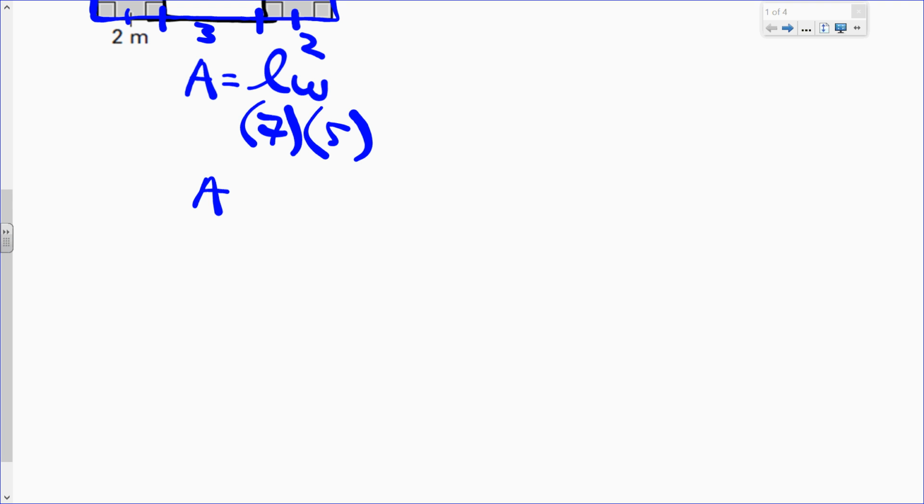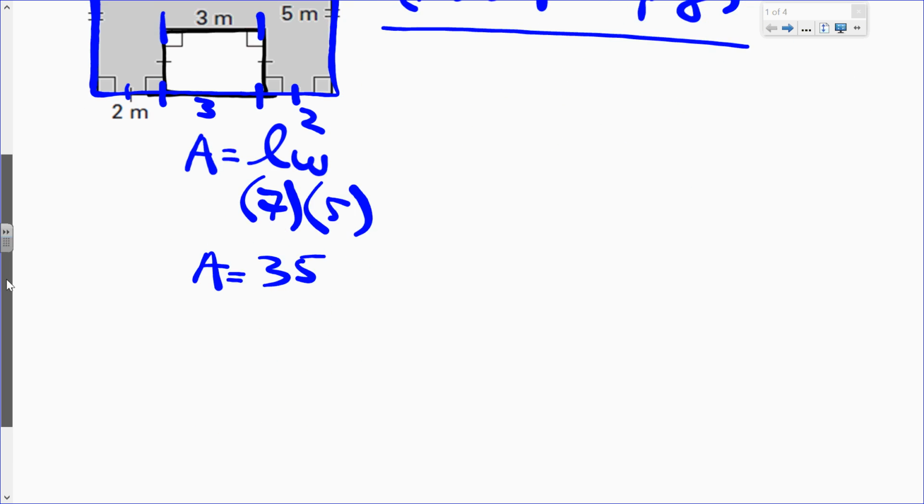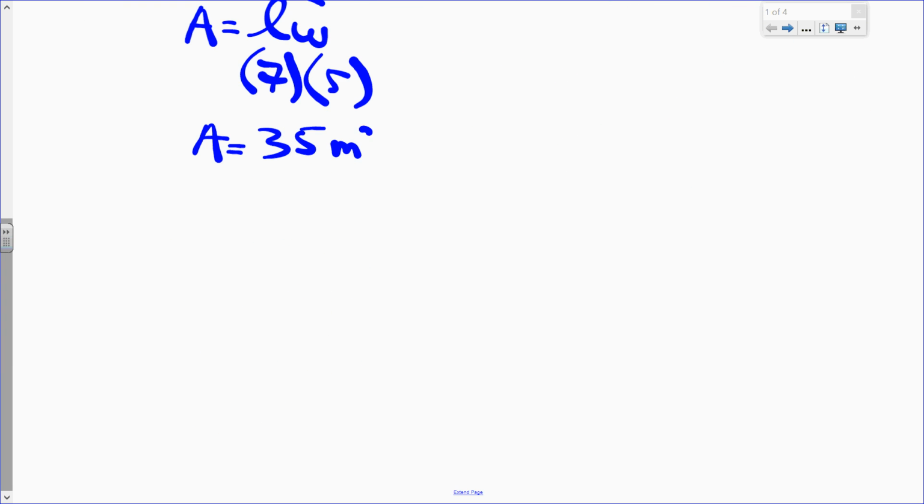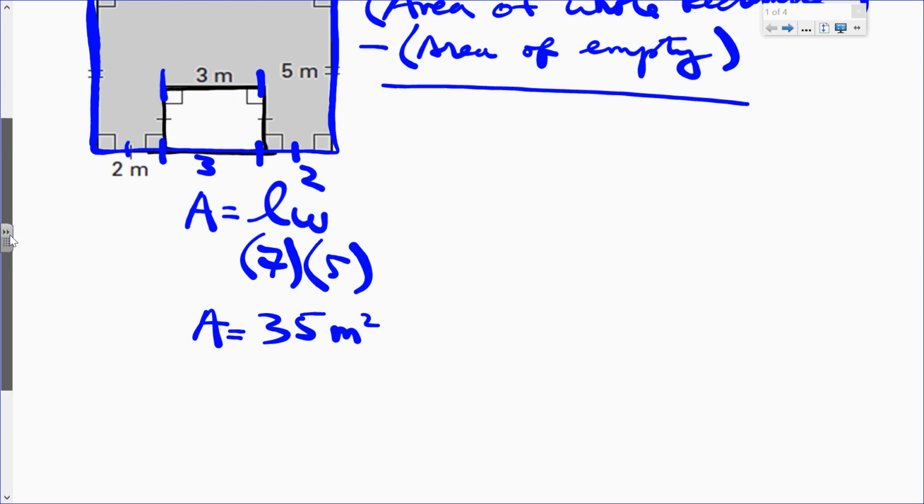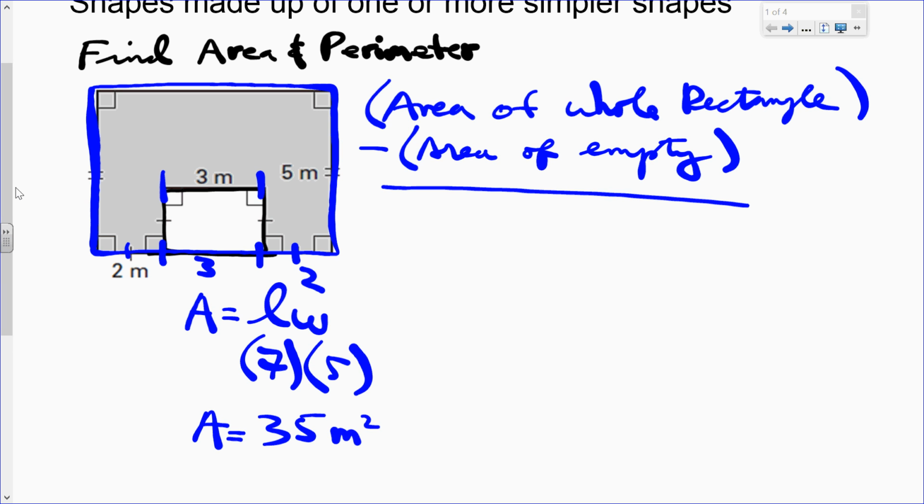So the area then is going to be 35 square meters. That's if everything was gray though. Everything is not gray. We have this empty cavity here. Well, we'll subtract that area of that empty cavity. The area of it. So we're dealing with area here.